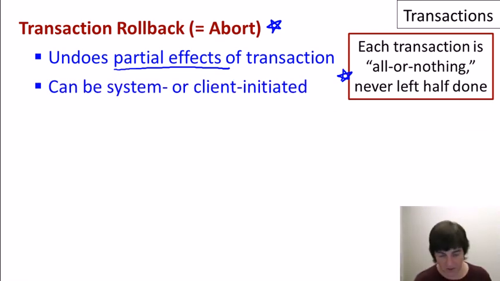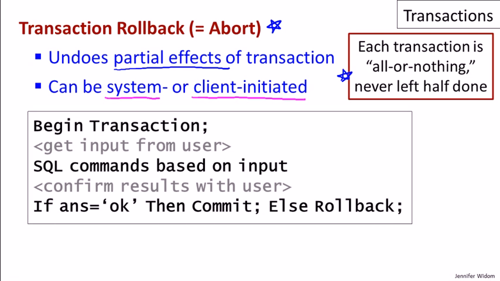Specifically, a transaction rollback can be initiated by the system in the case of an error or a crash recovery, but it can also be client initiated. Let me give a little example where a client might write code that takes advantage of the operation. So here's some toy application code. In this code, the client begins a transaction.